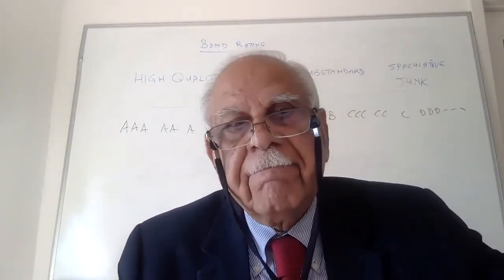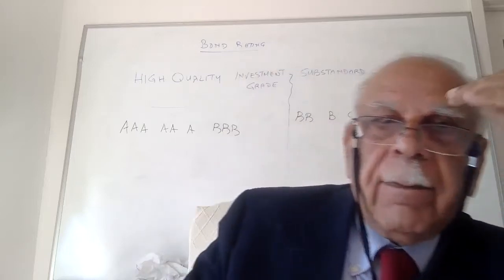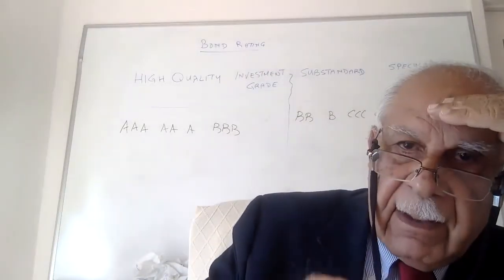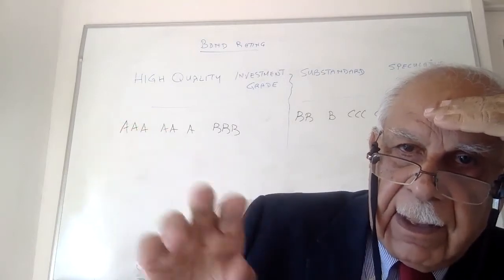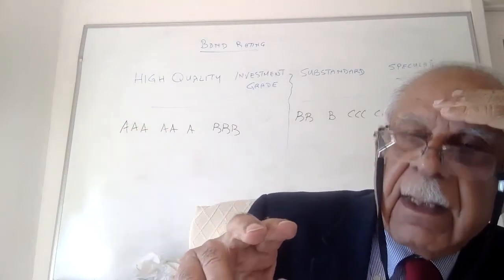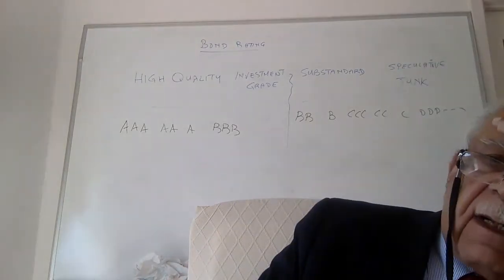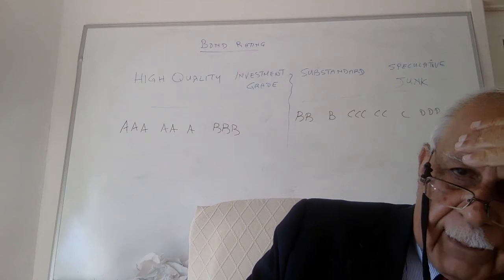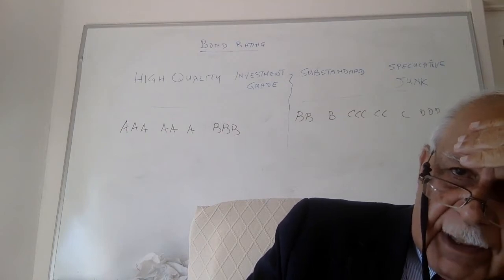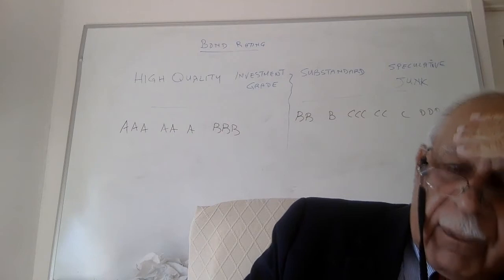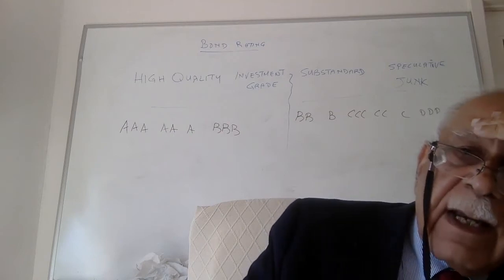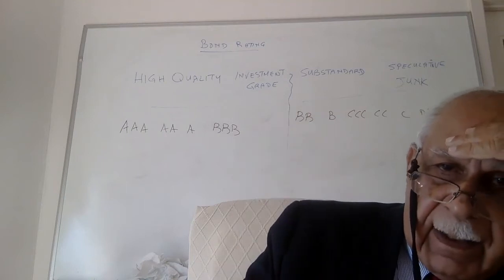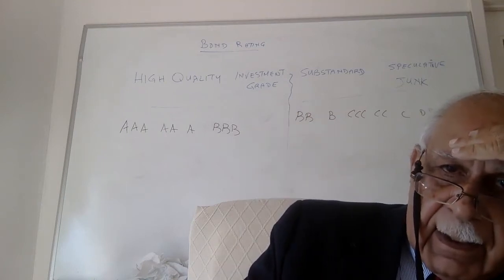As you can see, the top is high quality, investment grade. Continuing to this side, substandard and speculative, or junk bonds. Notice the wavy line I put between investment grade and substandard. There's a reason for that.